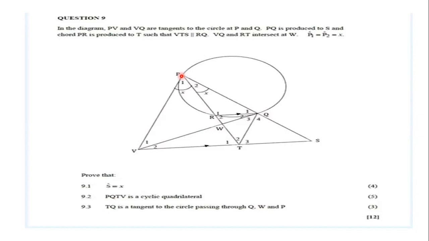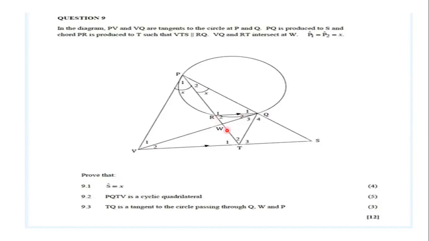And they also say PQ is produced to S. So PQ is our PQ, P and Q produced to S. Here's our S. And they also say the chord PR is produced to T. So here's our chord PR, P and R, which is produced to T.